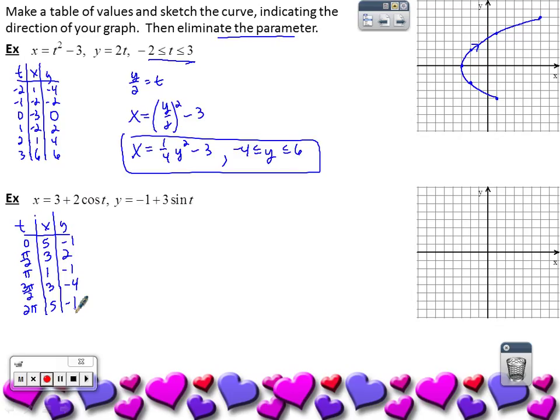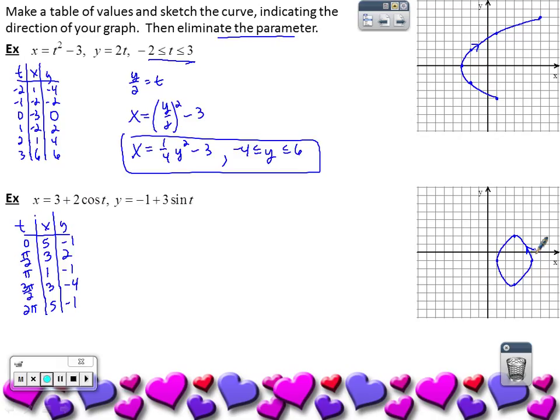So let's go over here. We're going to start at 5, -1. Then we're going to go to 3, 2. And then we're going to go to 1, -1. And then 3, -4. And then back to 5, -1. So we started here and we worked our way around this way. So we have an ellipse that's turning in that direction.